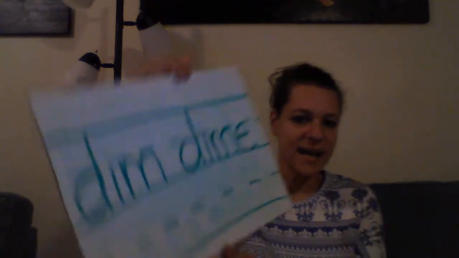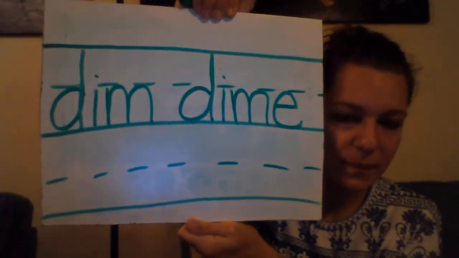All right, class, tell me what I need to write to spell the word dime. Good. D. Good. I. Good. M. Good. And silent final E, job 1. All right, so make sure your dime looks like mine.